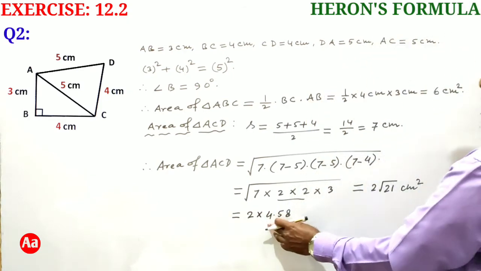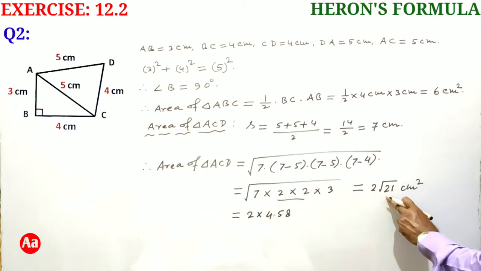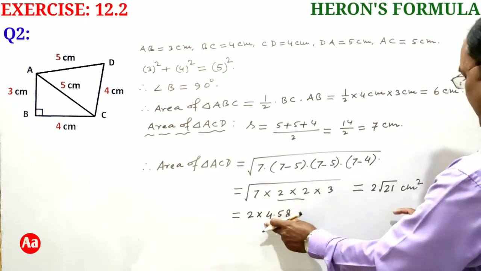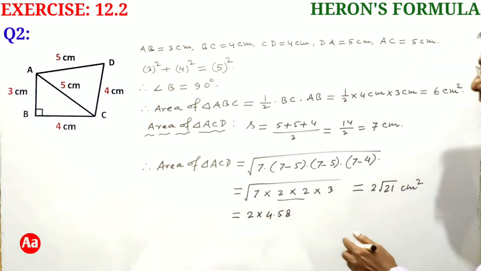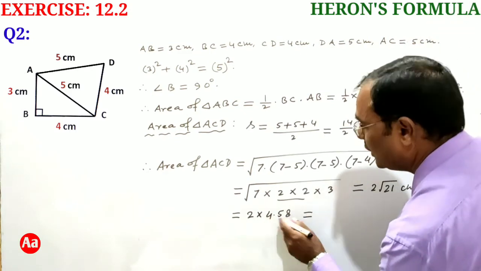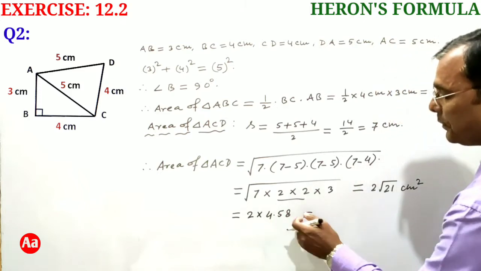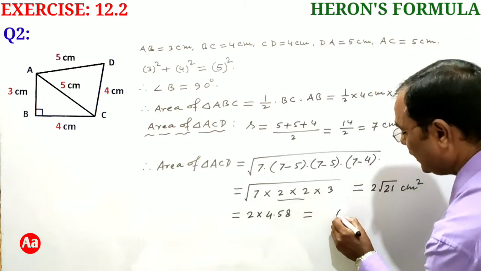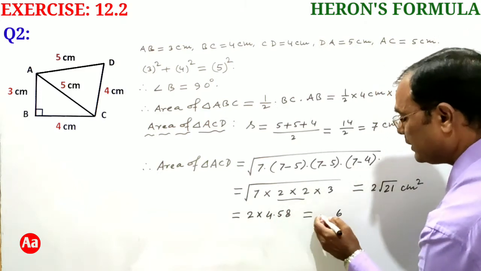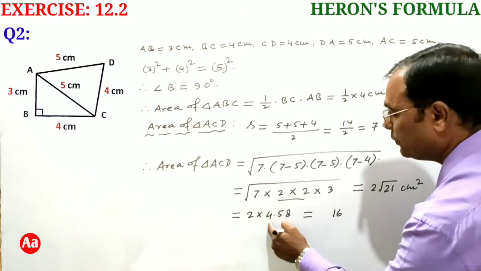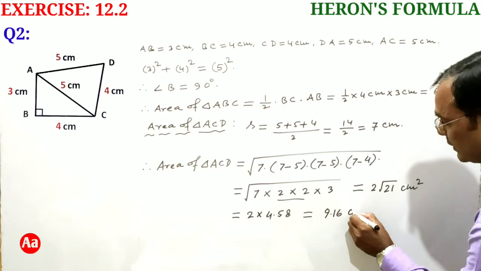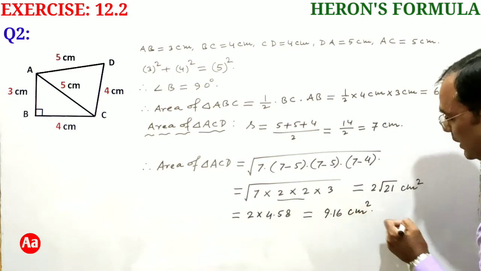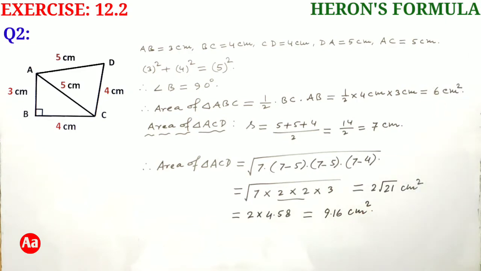We are writing in place of under root 21 an approximate value of 4.58, up to 2 places of decimal. This is equal to 2 8s are 16, 2 5s are 10, 11, 2 4s are 8, 1 9. So 9.16 centimeter square is the area of triangle ACD.